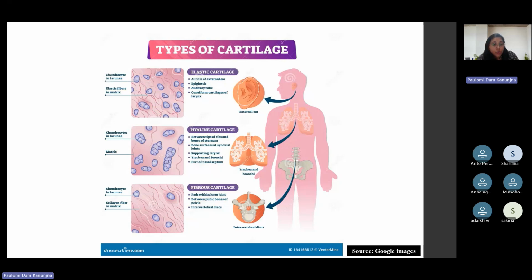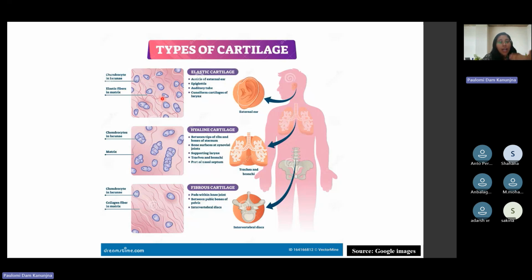If you look into the cartilage structure, you will start seeing the differences, how they are packed, how numerous the cells are. The first one is elastic cartilage. Where do you find them? You find them in the ears, the epiglottis, the auditory tube, and the cuneiform cartilage of the larynx. All these locations have elastic cartilage, and you can see where the chondrocytes are and how many elastic fibers are present in the matrix of this cartilage.